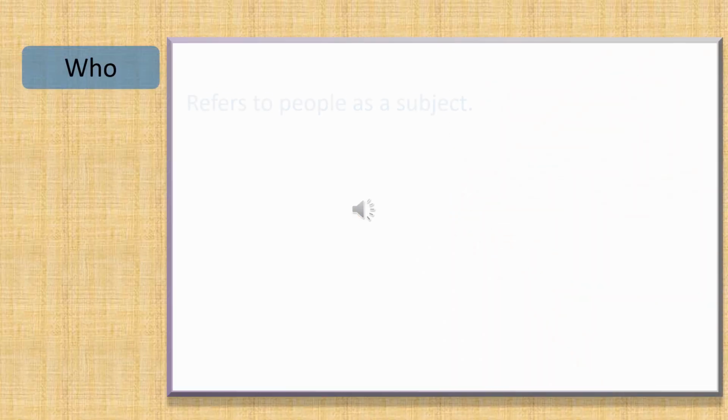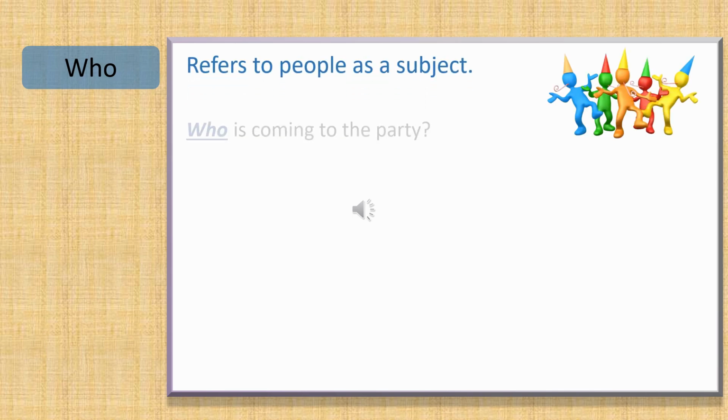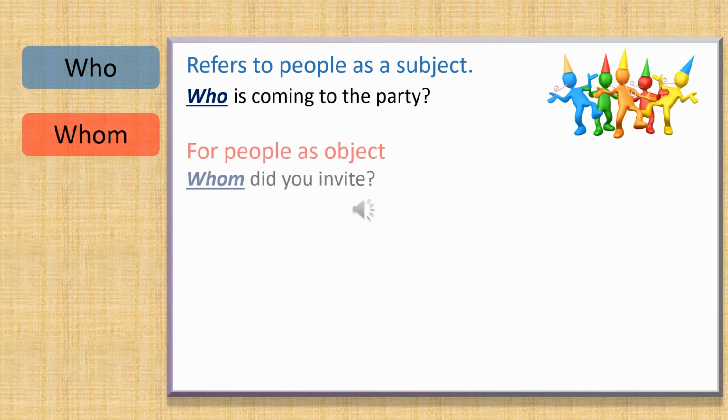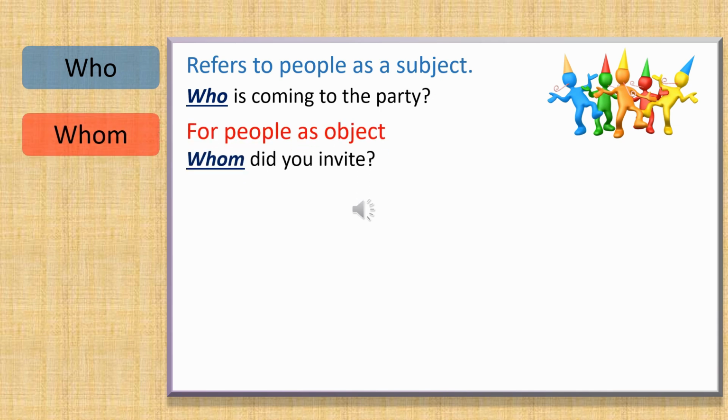Key pronouns with examples. Who. We use who when asking about a person as the subject of a sentence. Example: who is coming to the party? Whom. We use whom when asking about a person as the object of a verb or preposition. Example: whom did you invite?